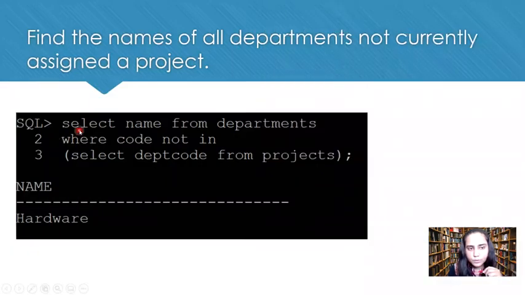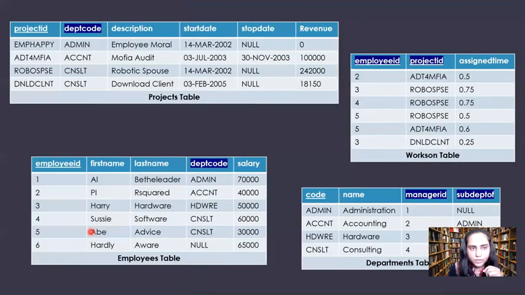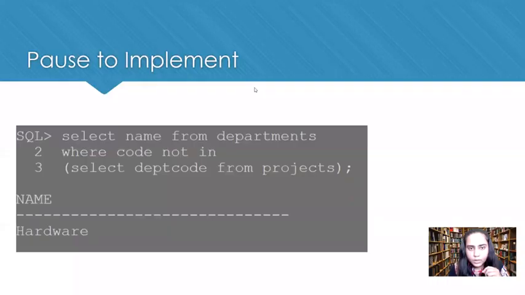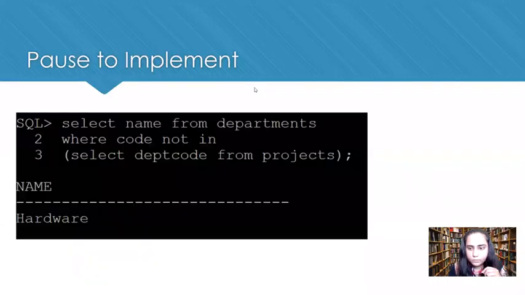So this is very simple. You just have to write down select name from departments where code not in, whatever result we get from here. So as a result of this, we are getting the hardware department, which is not assigned any project. As you can see, the HDWRE code does not appear here, but it is present in the departments table right here. So please go ahead and try it on your own.